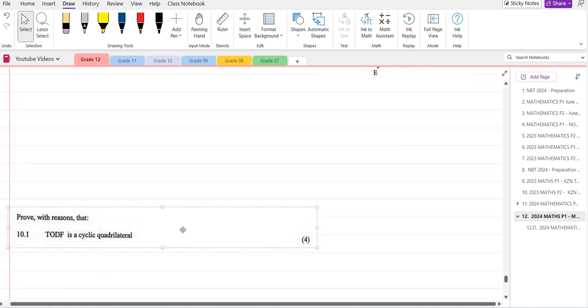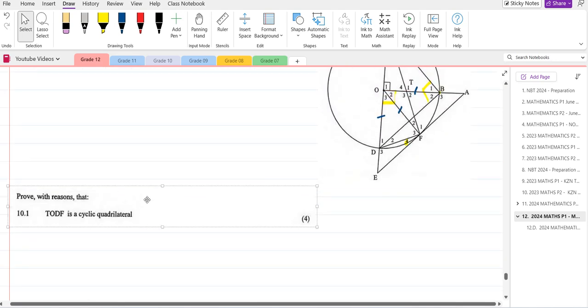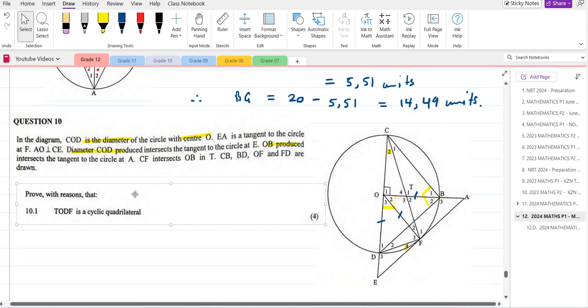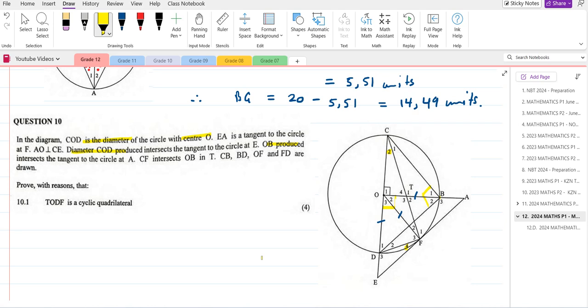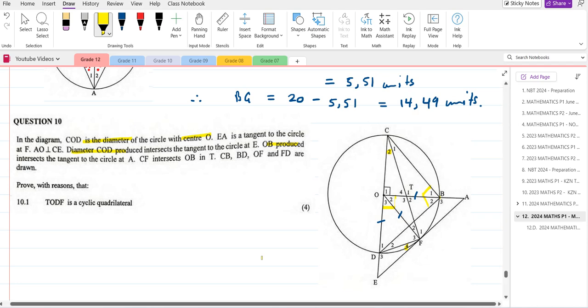So question number 1. Prove with the reasons that TODF is a cyclic quadrilateral. TODF. How is that a cyclic quadrilateral? How? Remember, we got a 90 degrees there. We can also get a 90 degree here. Remember, this is a radius and it's perpendicular to tangent.